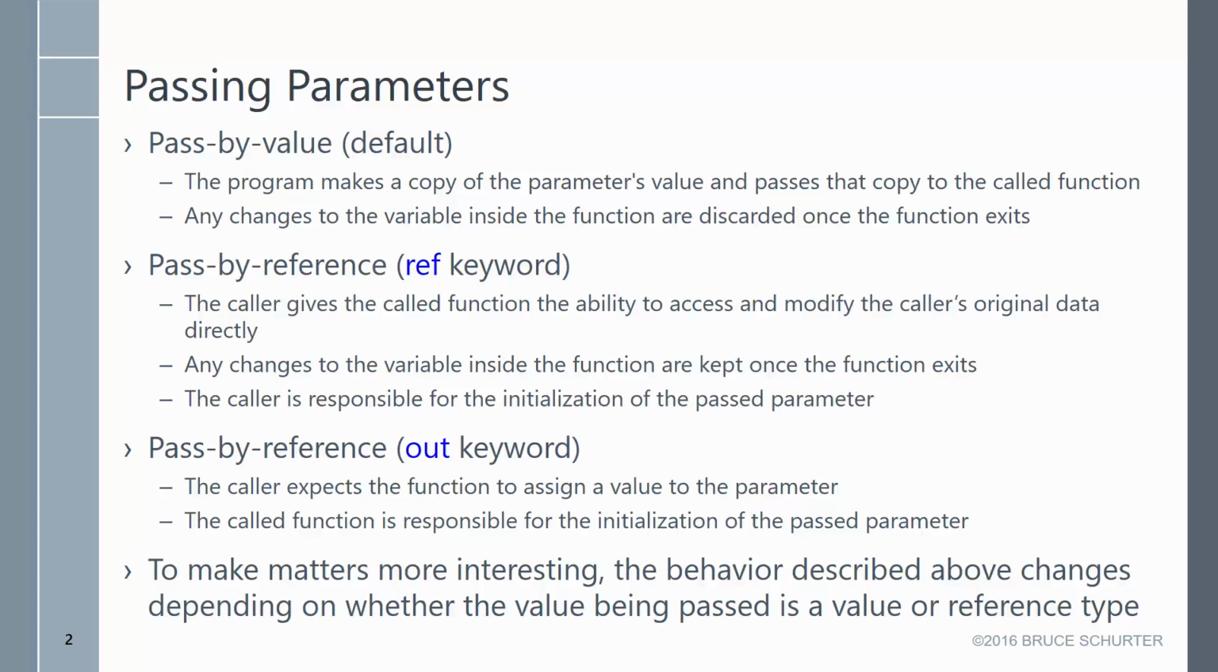Finally, there's pass by reference using the out keyword. This particular methodology allows the user to define a function that requires a parameter to be set from within the method and then passed out to the caller. Unlike ref, which has the option of manipulating the value, the out parameters must be changed by the function in which they're defined, otherwise you will receive a compiler error. As mentioned, a lot of things are very interesting when dealing with reference types, which we'll talk about in the next few slides.